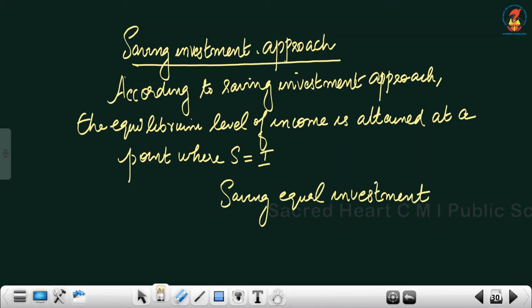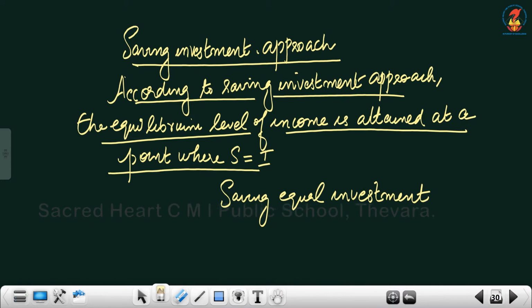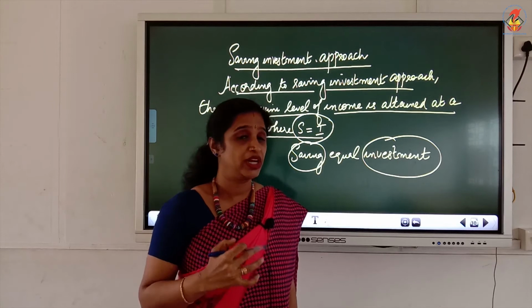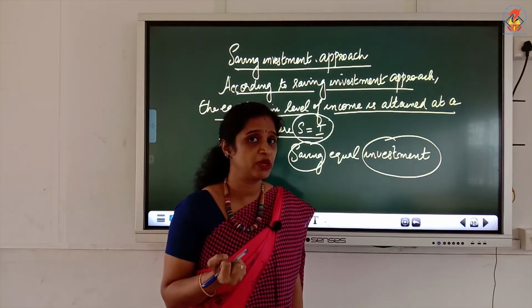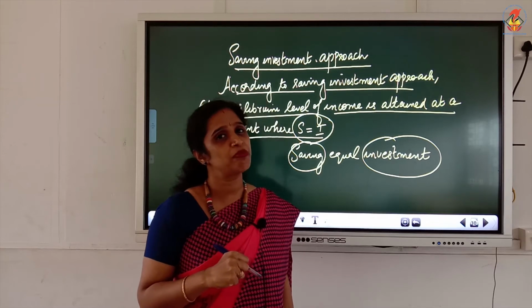Saving investment approach. According to the saving investment approach, equilibrium level of income or output or employment is attained at a point where S is equal to I. That means saving equals investment. And you learned how the saving investment approach is derived from the equations C plus I and C plus S.